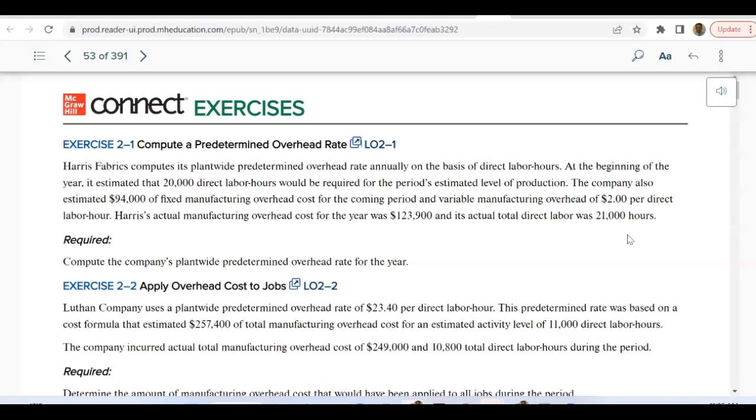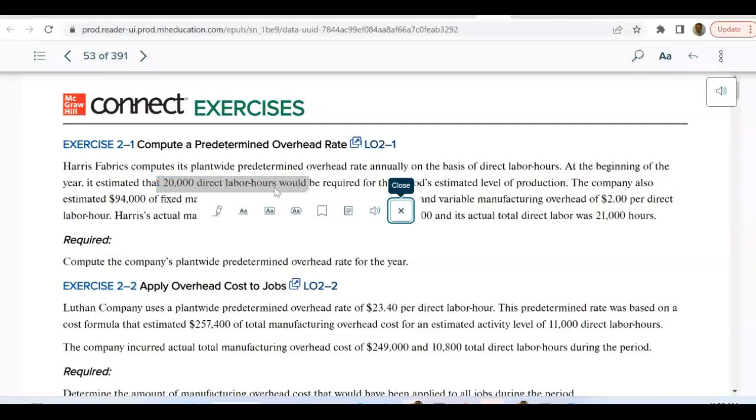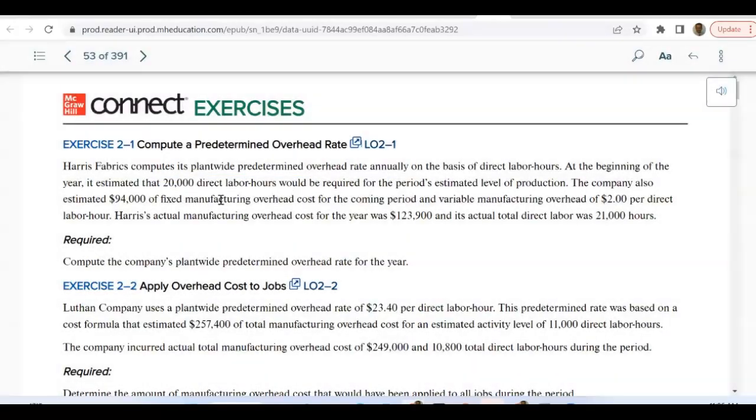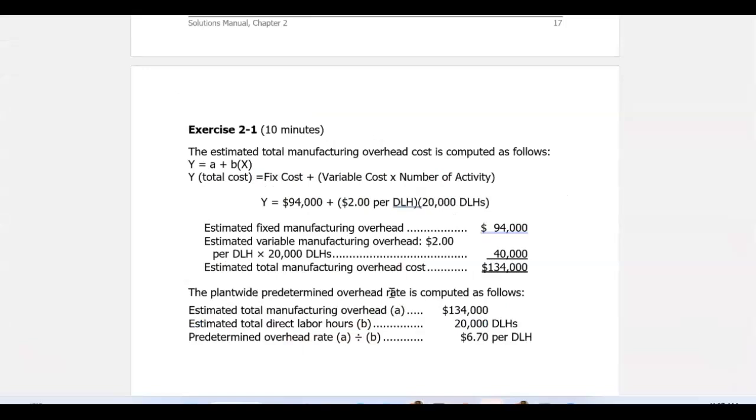Okay, so what do we do? Compute the company's plant-wide predetermined overhead rate for the year. So we're going to use the estimated direct labor hours and estimated fixed manufacturing overhead cost plus the $2 variable per direct labor hour. Okay, I have the answer somewhere here for you. So the estimated total manufacturing overhead cost is computed as follows.